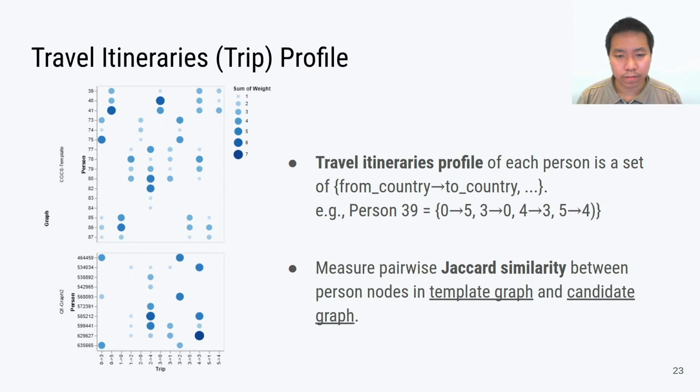For travel, we construct the travel itinerary profile of each person as a set of tuples from source location to target location. You can see in the graph where we encode the trip profile of each person as a dot. We calculate the Jaccard similarity coefficient of trips made to measure the similarity between two person nodes.